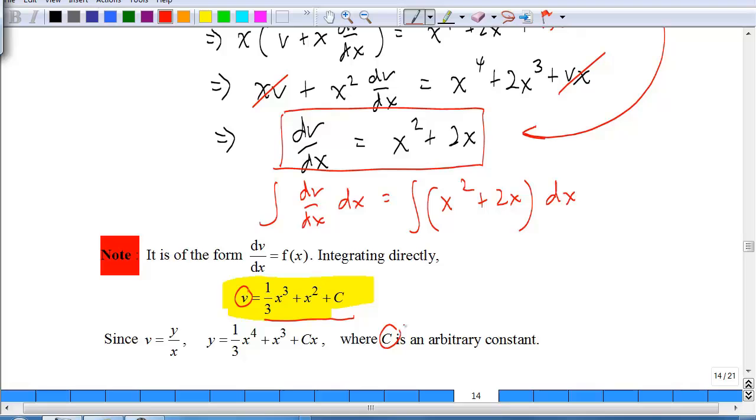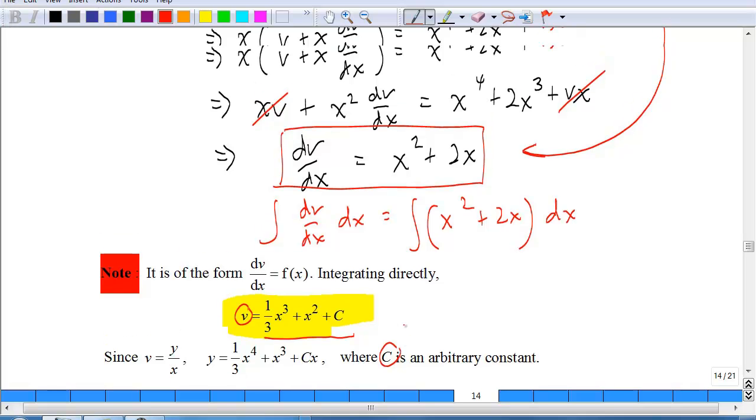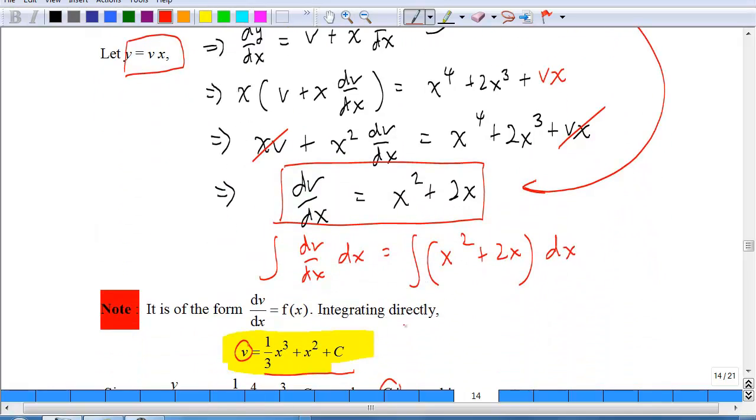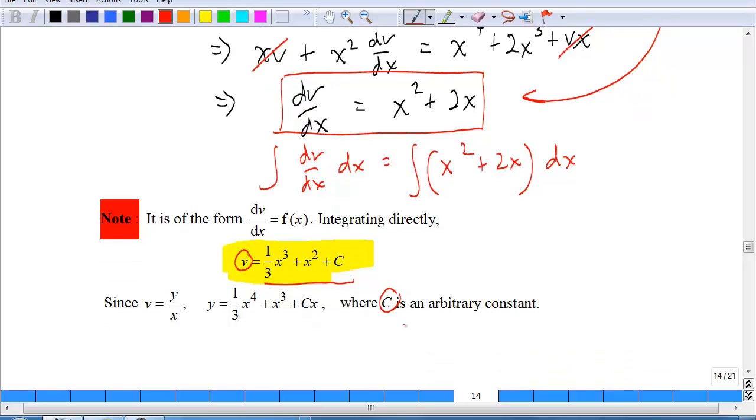Now after doing so, if you look at the original dE, it is an equation that ties the variable x with the variable y, but what you have at this stage is still v with x. So you need to convert your v back to the original variable y. Using the substitution that the question provided you with, you change your v to y. So the final answer is now this. This is your general solution.